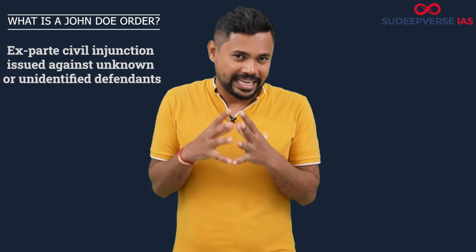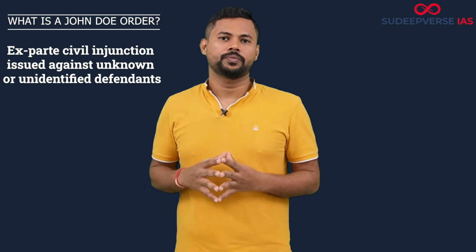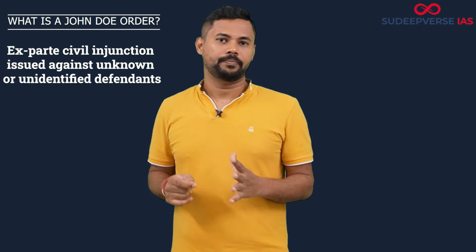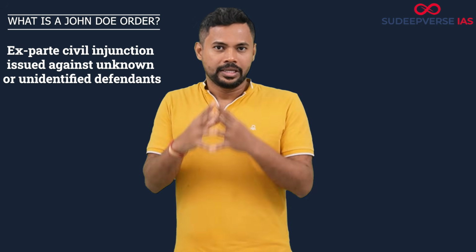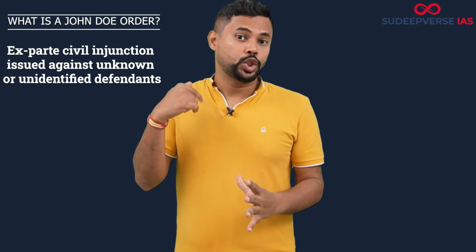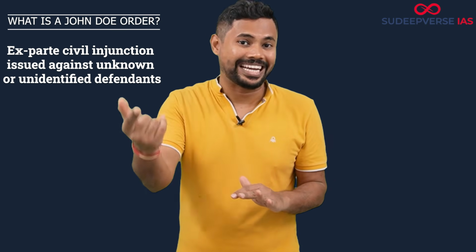A John Doe order is also called an Ashok Kumar order. It is technically defined as an ex parte civil injunction issued to unidentified or unknown defendants. Let me simplify this for you. It is a court order intended to protect you from harm even before you know who exactly is committing that harm. In simple words, let us assume that someone is misusing your work online, then the court will allow you to issue an order to stop that misuse even before you identify who exactly is the doer.